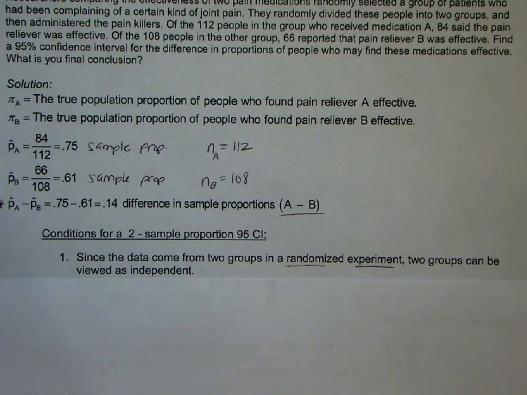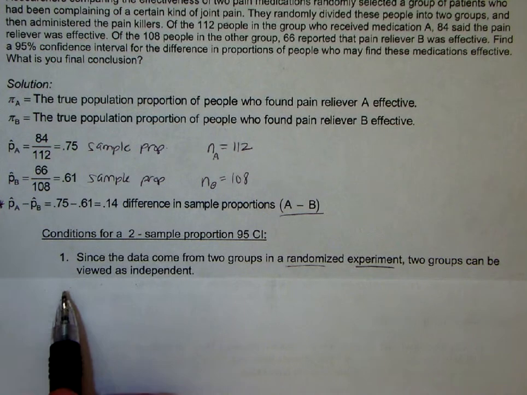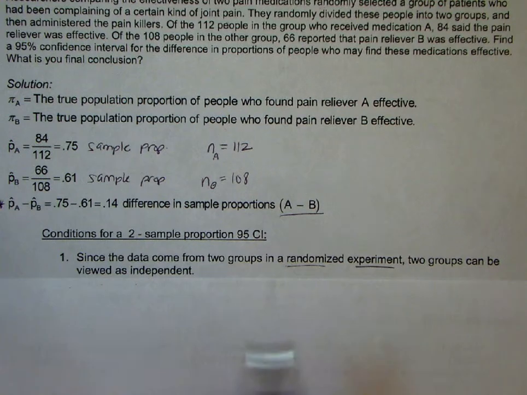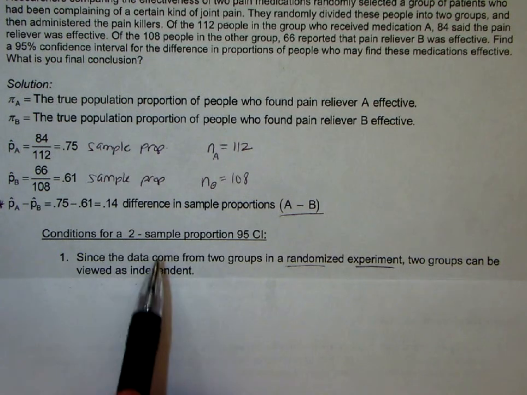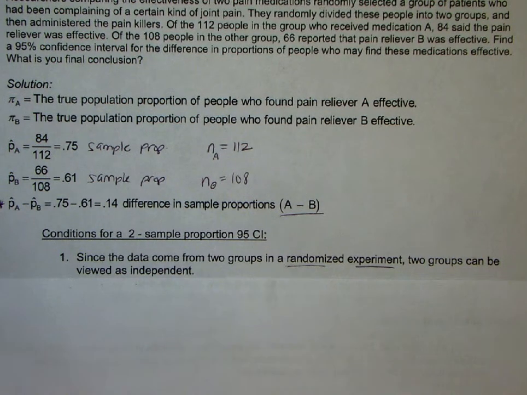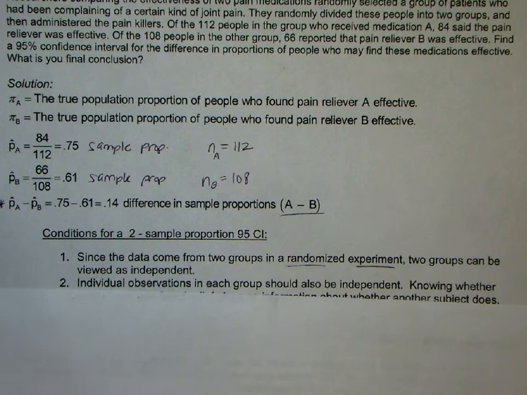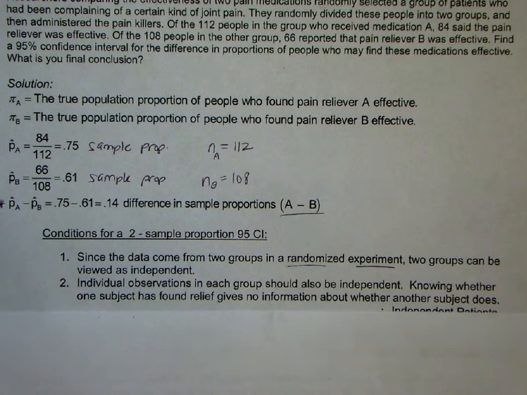Now the second condition, you guys hopefully at this point in time are thinking population greater than 10n, but we only do that when you're sampling without replacement, and this is not even a sampling problem. So the second condition, the first condition worries about the two different groups being independent. The second condition is the people within the group.